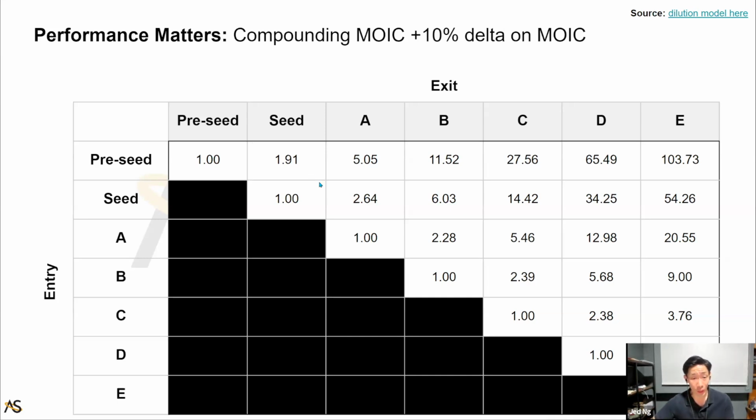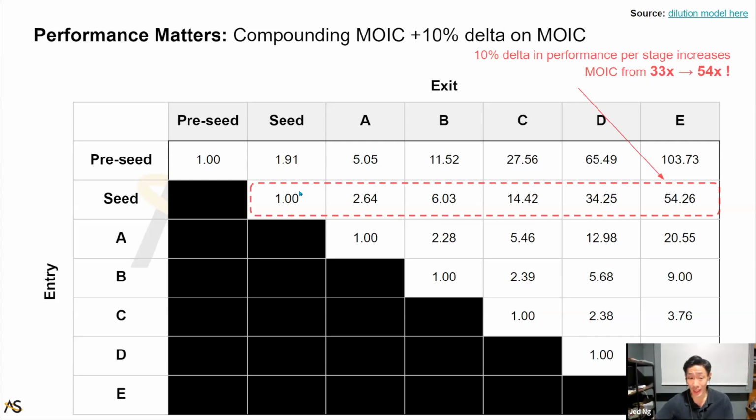And so if you look at this, taking the same example of seed to Series E, where the median company, if you invested at seed stage and held to Series E, you would have generated a 33x return. In this case, if we could pick a company that does 10% better than average across all of these different stages, you actually end up with a 54x return instead of 33x.